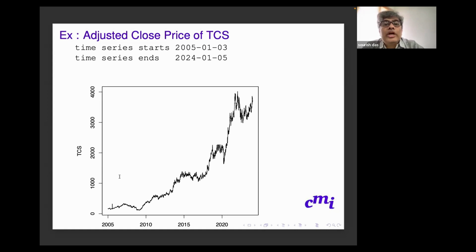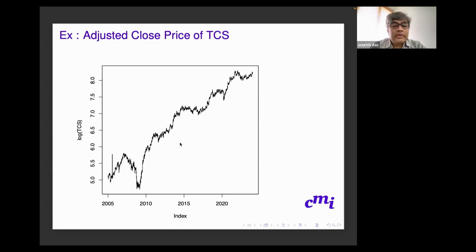Here are TCS close prices from 3rd January 2005 to 5th January 2024, till Friday of this week. Again, we see a sort of exponential kind of growth here. If you take a log transformation, obviously during 2008, Lehman Brothers, there was a huge collapse of the TCS stock price, the whole market collapsed at that time, but TCS stock price bounced back, and we see a log linear growth in the TCS.